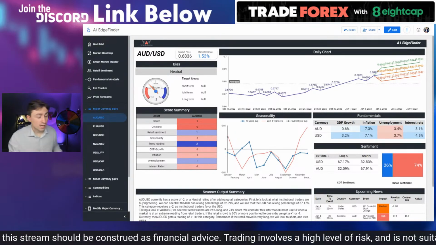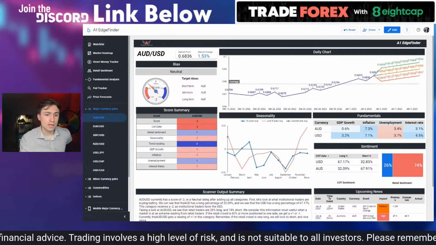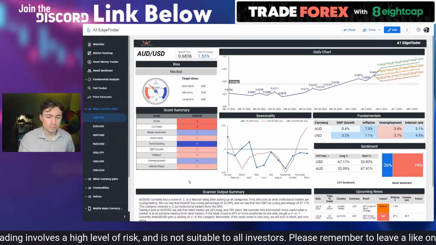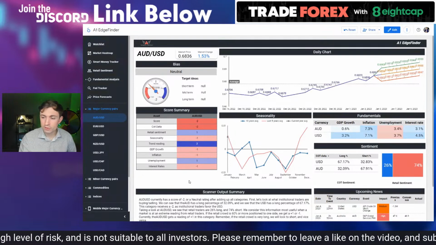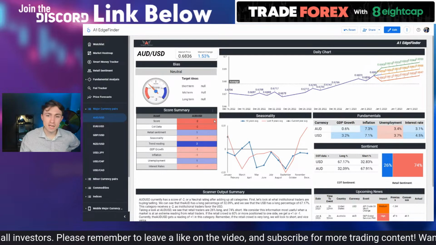Am I a coder? I am by trade, but I also have a developer who works for me to build this tool. And then there's one other guy outside of myself who is also a trader who helps to design the Edge Finder.